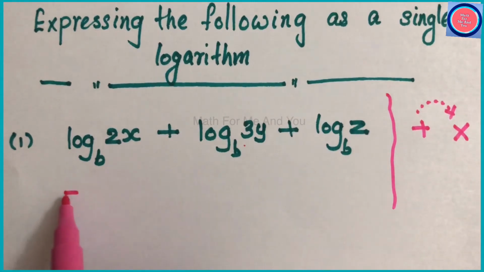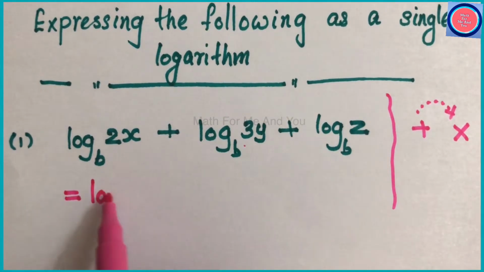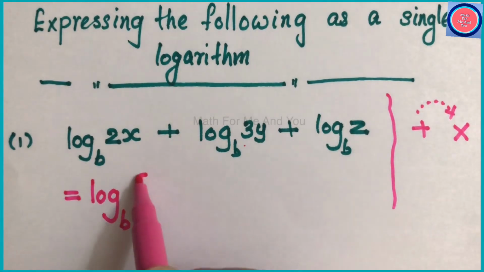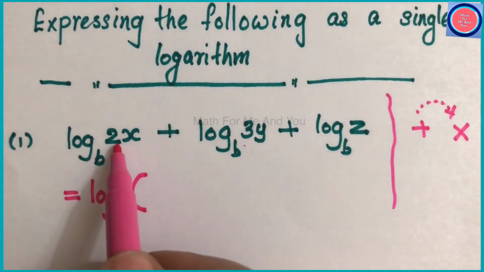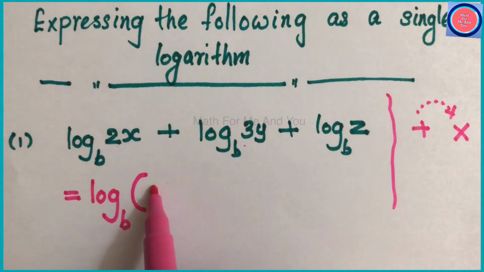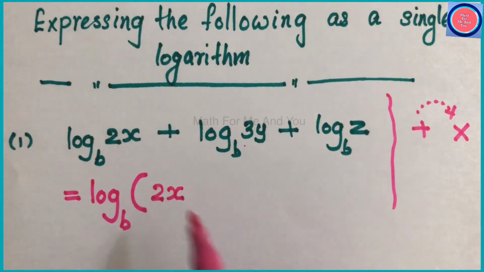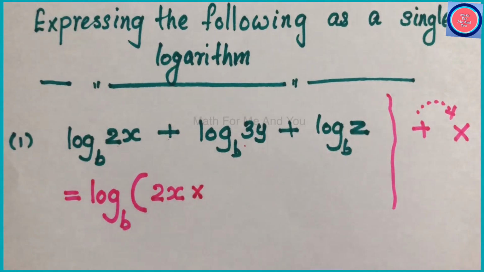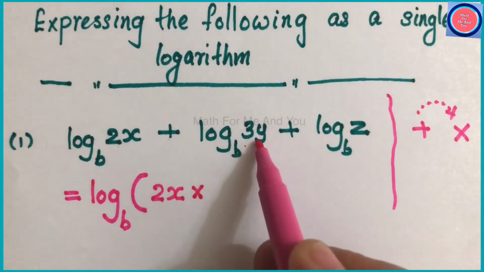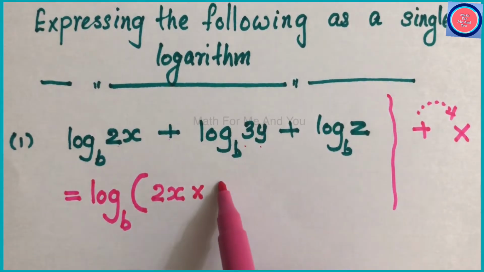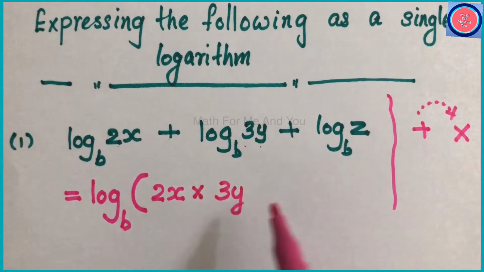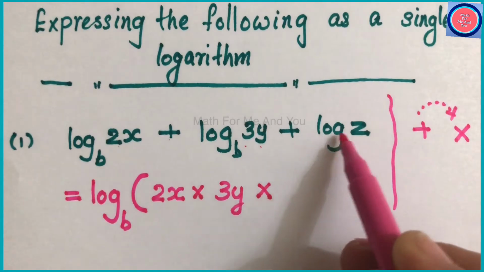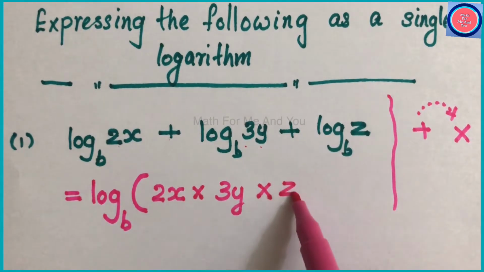Then we are going to write with one logarithm, log to the base b. After that, open a bracket, collect all other terms, and the first term we write is 2x. The operation we connect is times instead of plus. Next is 3y. Again we connect with times. Next the term is z.